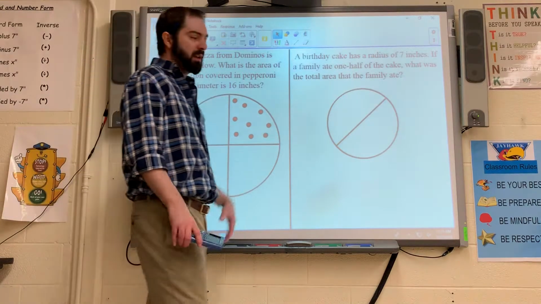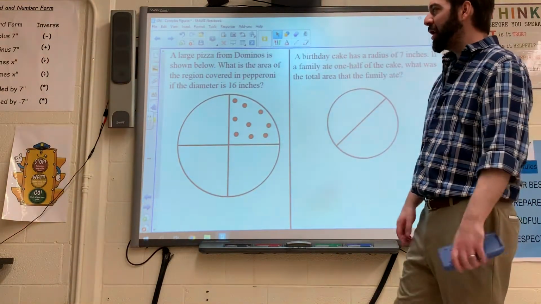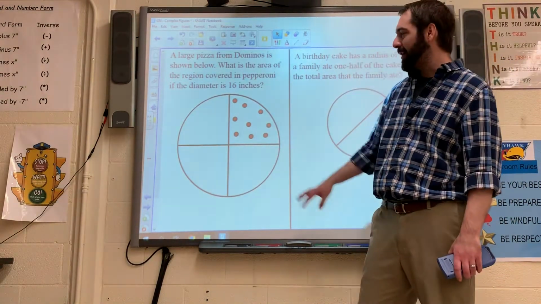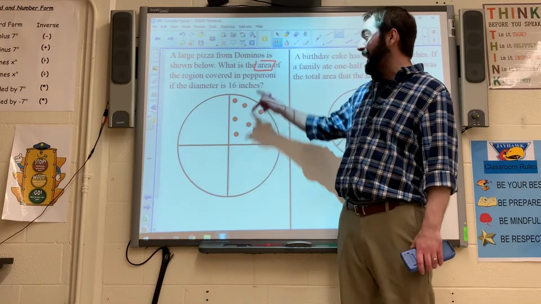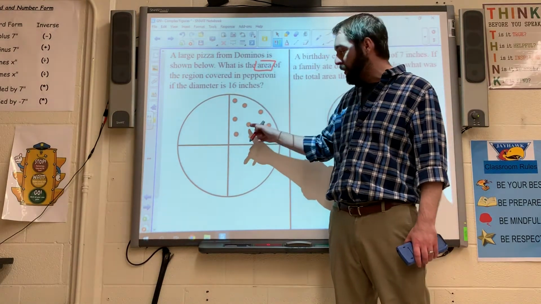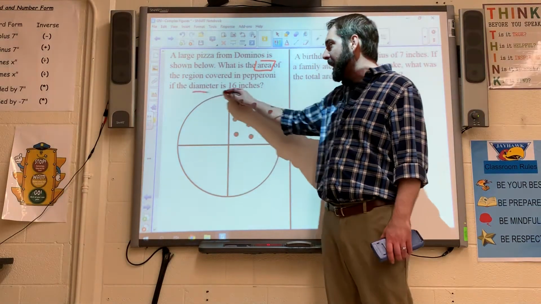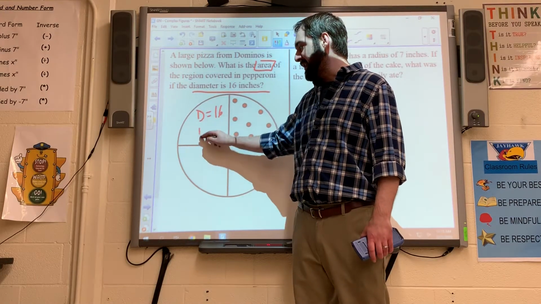So this goes back to those common words that we took notes on at the very beginning of this. The first one, a large pizza from Domino's is shown below. So here's our large pizza. What is the area, okay, this one's nice because they literally said the word area, of the region that has pepperoni? Well, I know there's only one slice with pepperoni and they broke it into 4 slices. They give me the diameter, which is 16. So again, I know my diameter is 16. My radius is half as big.